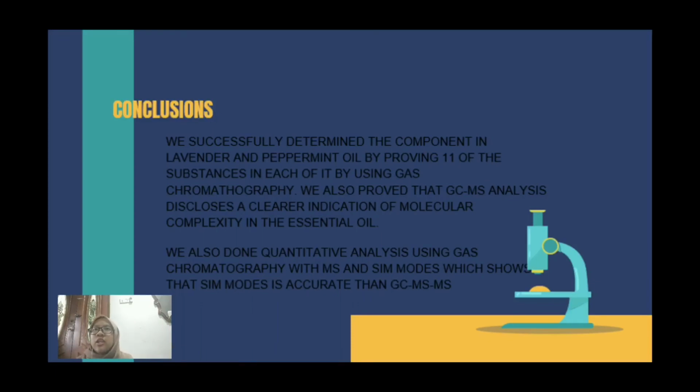For conclusion, we successfully determined the components in lavender and peppermint oil, proving that there are 11 substances in each by using gas chromatography. We also proved that GCMS analysis discloses a clearer indication of molecular complexity in the essential oil. We also did quantitative analysis using gas chromatography with MS and SIM modes, which shows that SIM mode is more accurate than GCMSMS. That's all from us.